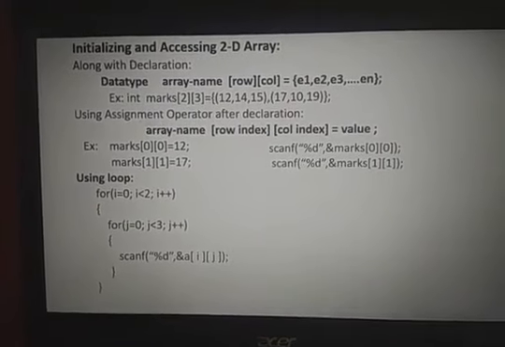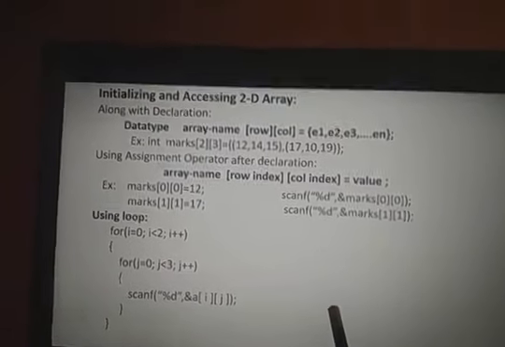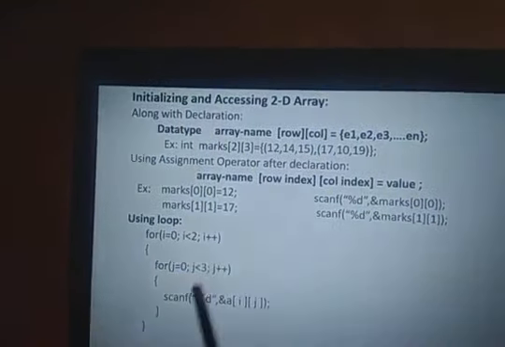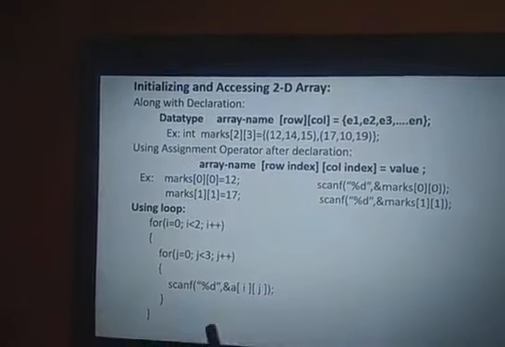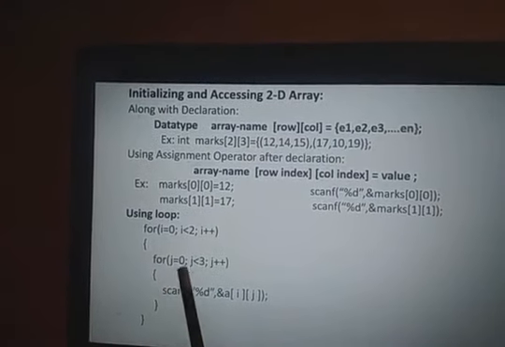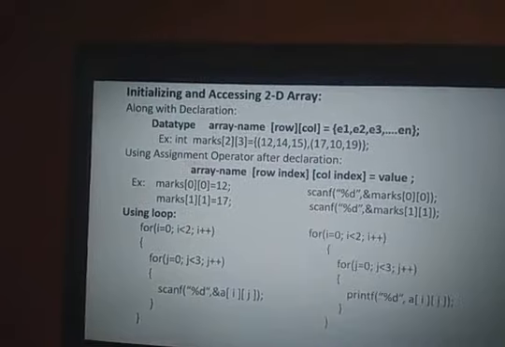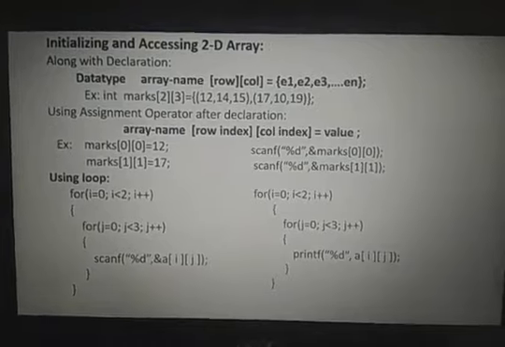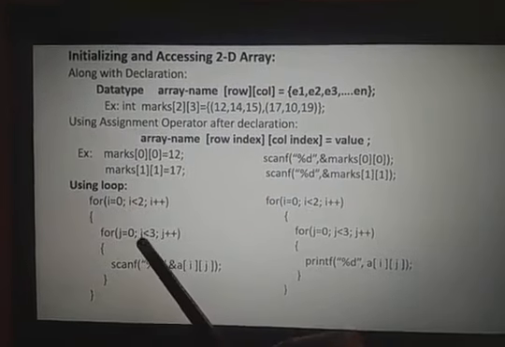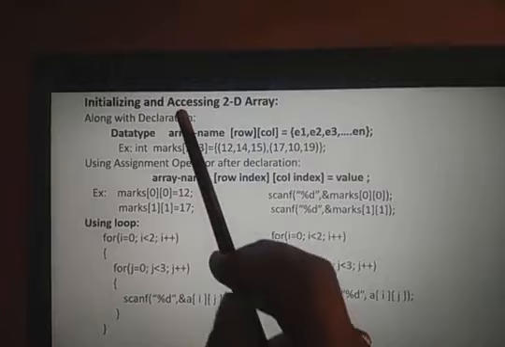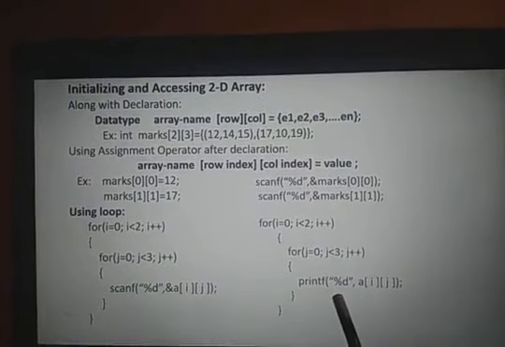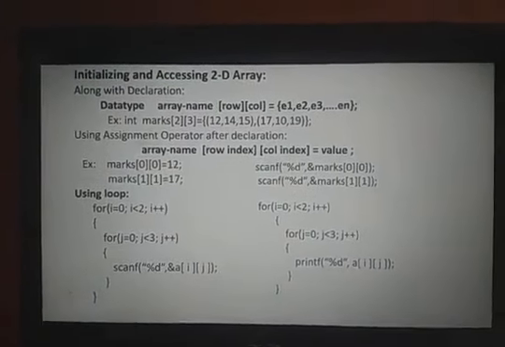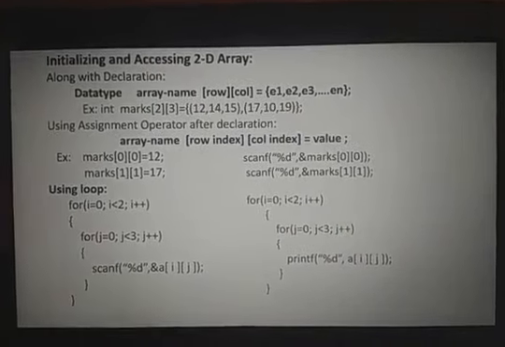Replacing scanf with printf is called accessing. Scanf is initializing, printf means accessing. Remove the scanf, use the printf statement, remove the ampersand. Same loops. So in arrays the code will be repeated. Initialization: same for loops, scanf with ampersand. Display, accessing: same for loops, printf. The code is repeated, only small changes are made from one statement to another. This is about two-dimensional arrays.